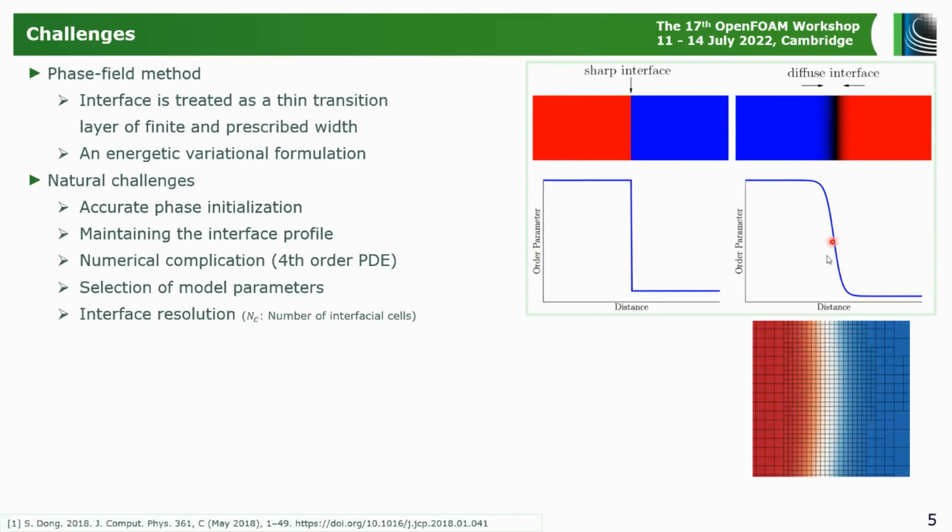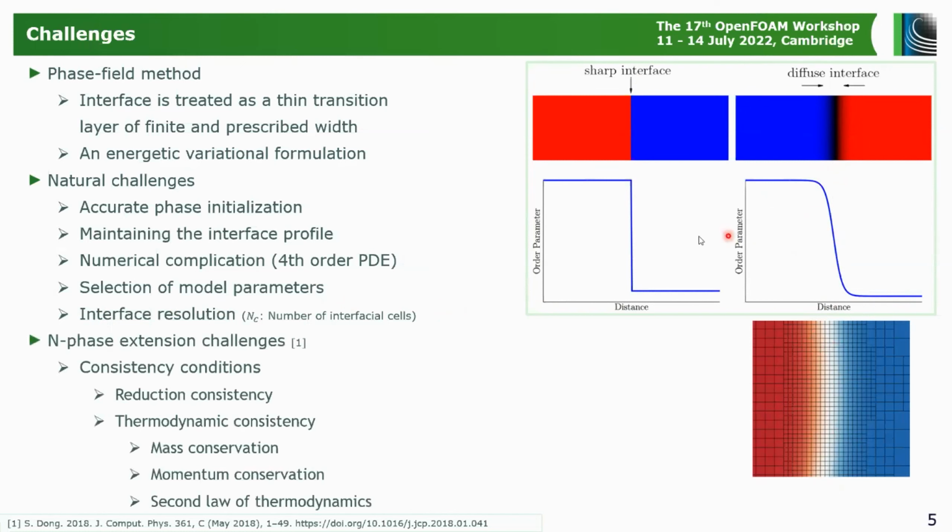And what are the challenges? So these are the two-phase scenarios illustrated, but the challenges to extend the code to cover n phases are mostly about consistency conditions. We need the model to be reduction consistent, which means that the n phase model should basically reduce to the two-phase model, and thermodynamically consistent, such as mass and momentum conservation, and the model should honor the second law of thermodynamics.